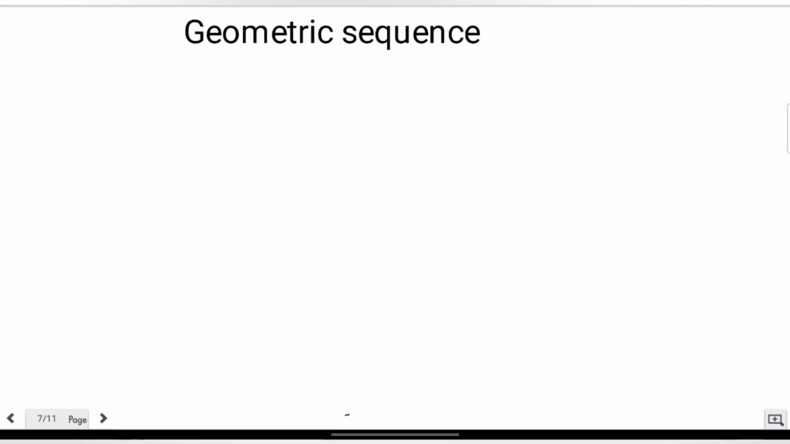What is a geometric sequence? We did arithmetic sequence in the previous video, where the same number is added to one term to get another one, isn't it? Each term is added by the same number to get the next term. So there we are adding the same number. We call it the common difference, right? Now here, instead of adding, we are multiplying.